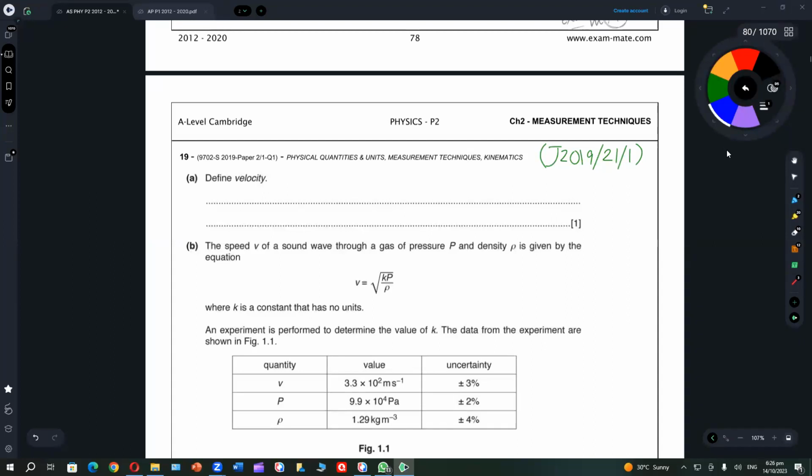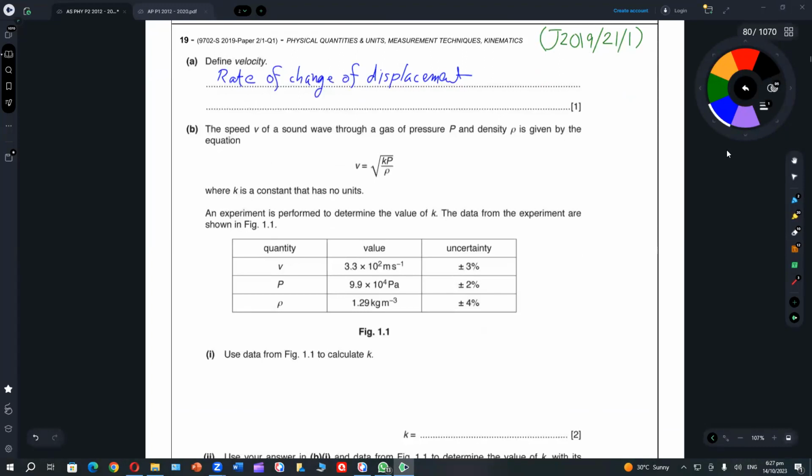Define velocity. Velocity definition is quite simple. It is the rate of change of displacement. Significant figure for uncertainty is always given correct to 1 sig fig.